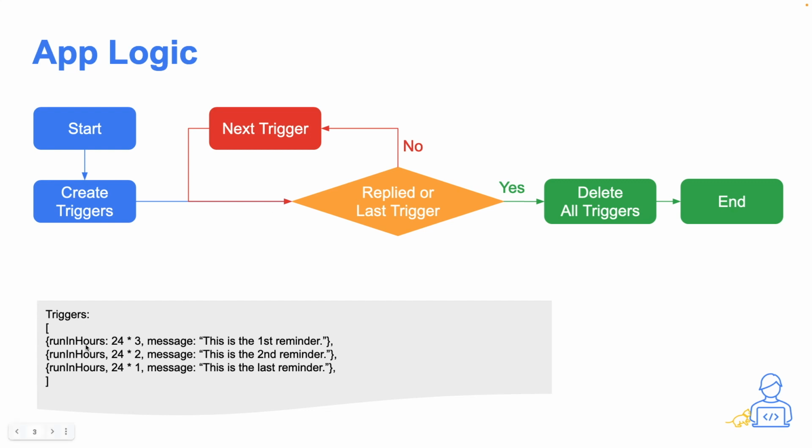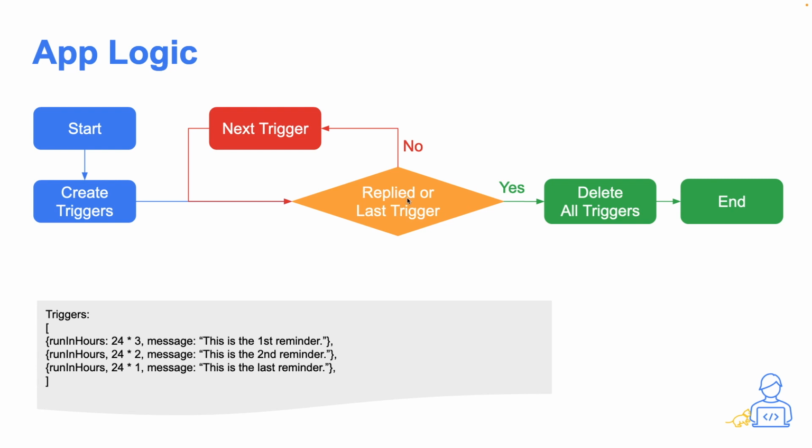Okay, so when the first trigger is triggered, that means we can check. So we can check if the thread is replied or not, and we also can check if the trigger is the last one in the list. So if the thread is replied or the trigger is the last one in the list, that means there is no more triggers or the thread is replied. We should end our process. Okay, we're going to delete all the triggers for this thread and the end of the process. Okay, so this is end.